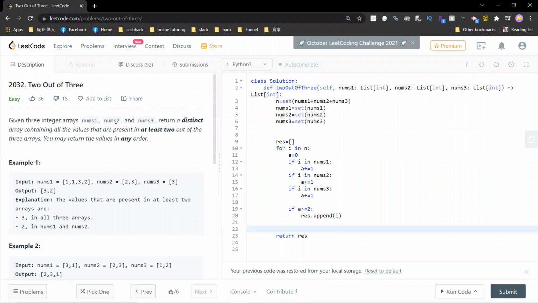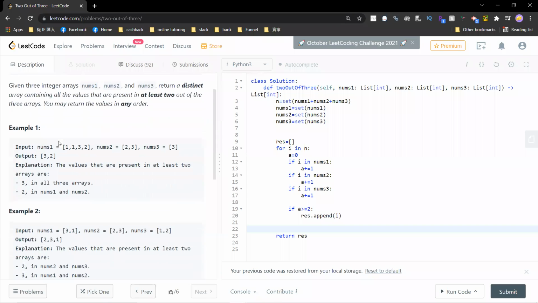So given three integer arrays, return a distinct array. Distinct is important. It contains all the values that are present in at least 2 out of the 3 arrays. So for 1, 1, 3, 2 you get... and 2, 3 you get 3. You say that 3 is okay because 3 happened 3 times and 2 happened 2 times.